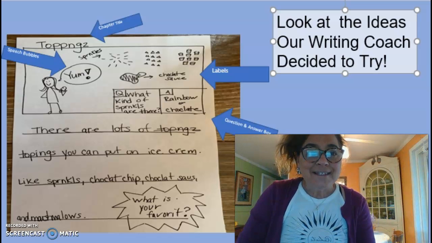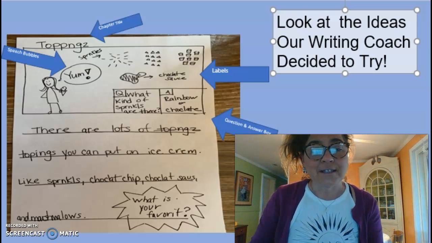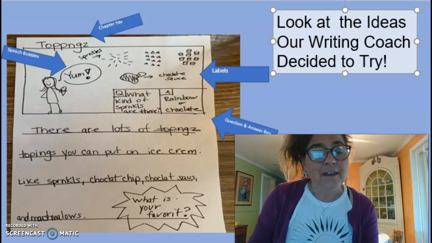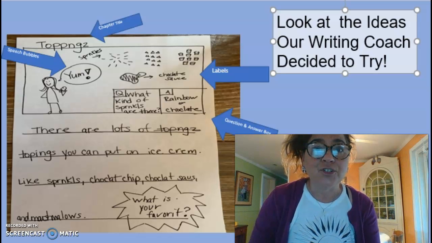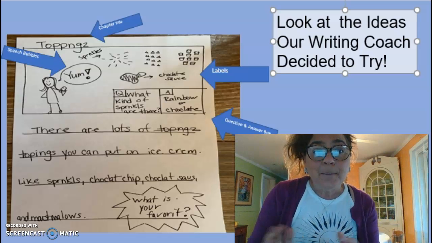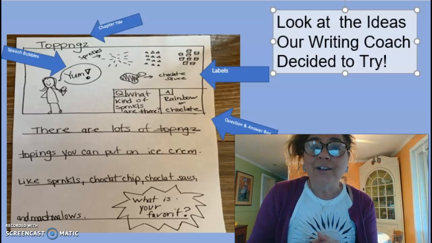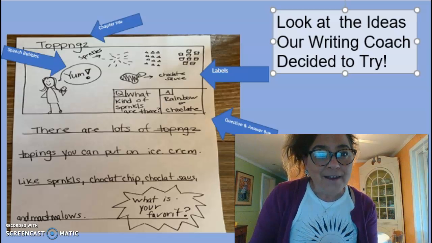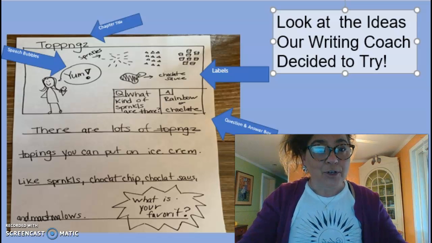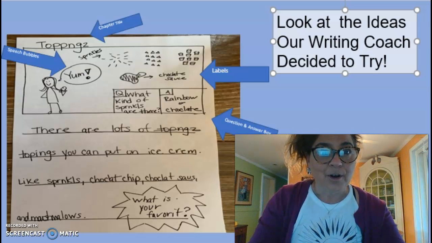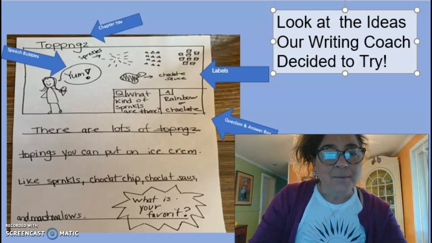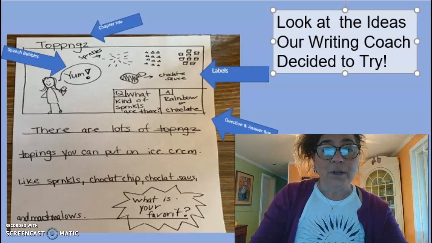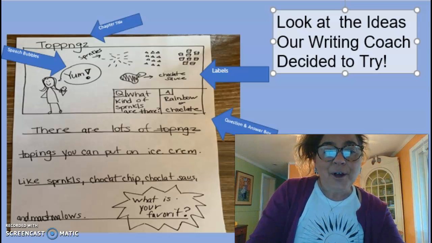Okay, writers, let's take a look at our writing coach and her work and see what she did for her All About book and what ideas she tried. So this is a page from her book, and it looks like at the top, you see it says toppings. She tried to do a chapter. She's going to do chapters in her book all about ice cream. What a great idea. She has some labels there for the sprinkles and the chocolate syrup.